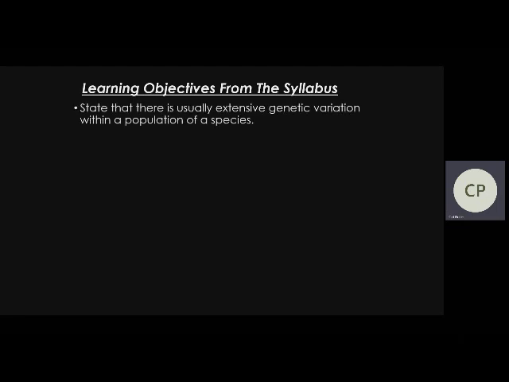So as far as the syllabus is concerned, these are the things you need to be able to do. One, state that there's usually extensive genetic variation within a population of a species. But literally just look out of your window. We, as humans, are all the same species, and just look at the variation. It's especially visible in multicultural places like Bradford. We're all one species, yet we vary massively.